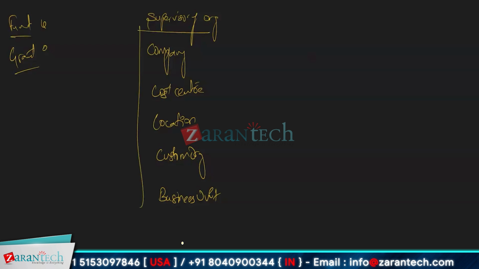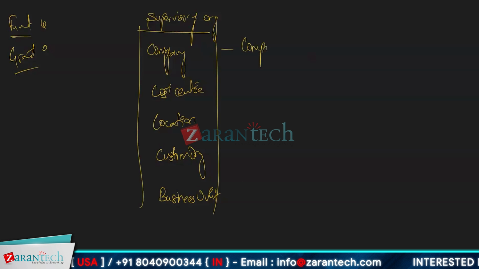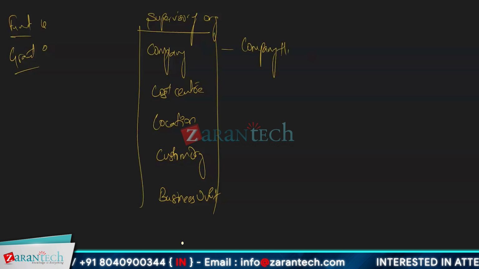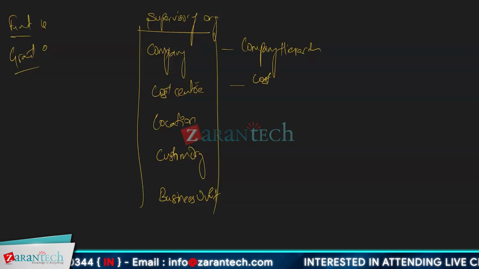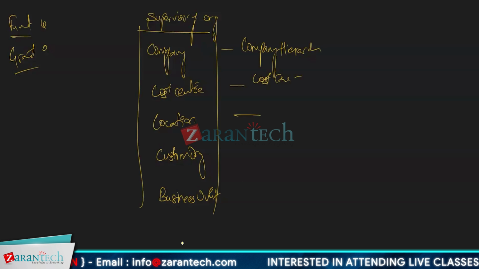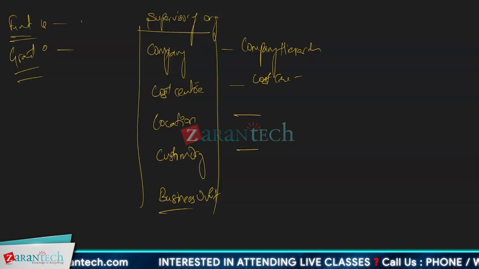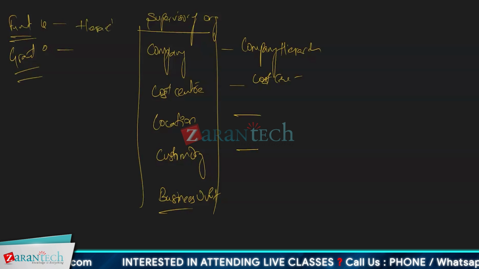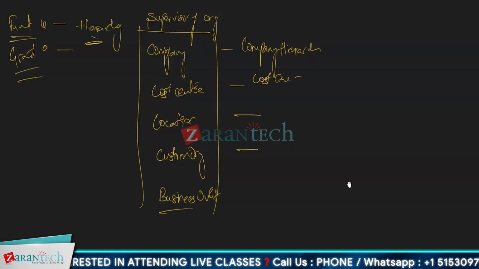For each of these, you have something called company hierarchy, you have cost center hierarchy, you have location hierarchy, you have custom org hierarchy. Every single org, every organization type, you can create a hierarchy as well. Now, can someone tell me what does a hierarchy mean? What is the definition of a hierarchy?